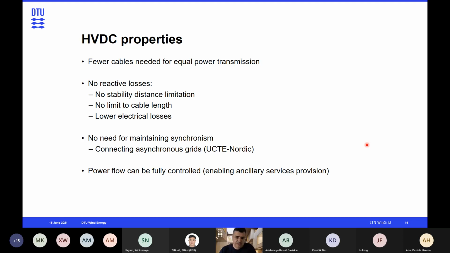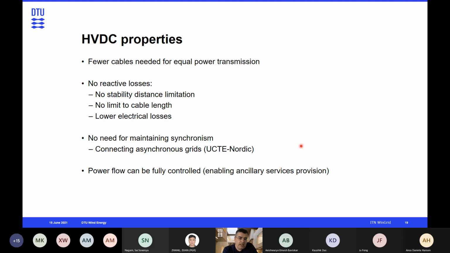as an issue that is coming up, because installing more and more offshore wind has a bigger and bigger impact on the environment. So being able to reduce the footprint of the infrastructure is becoming increasingly important. So fewer cables needed for equal power transmission, and then lower losses, which means no reactive losses, so you don't have a stability problem. Theoretically, there is no limit to the cable length, and in general, the losses are much lower.